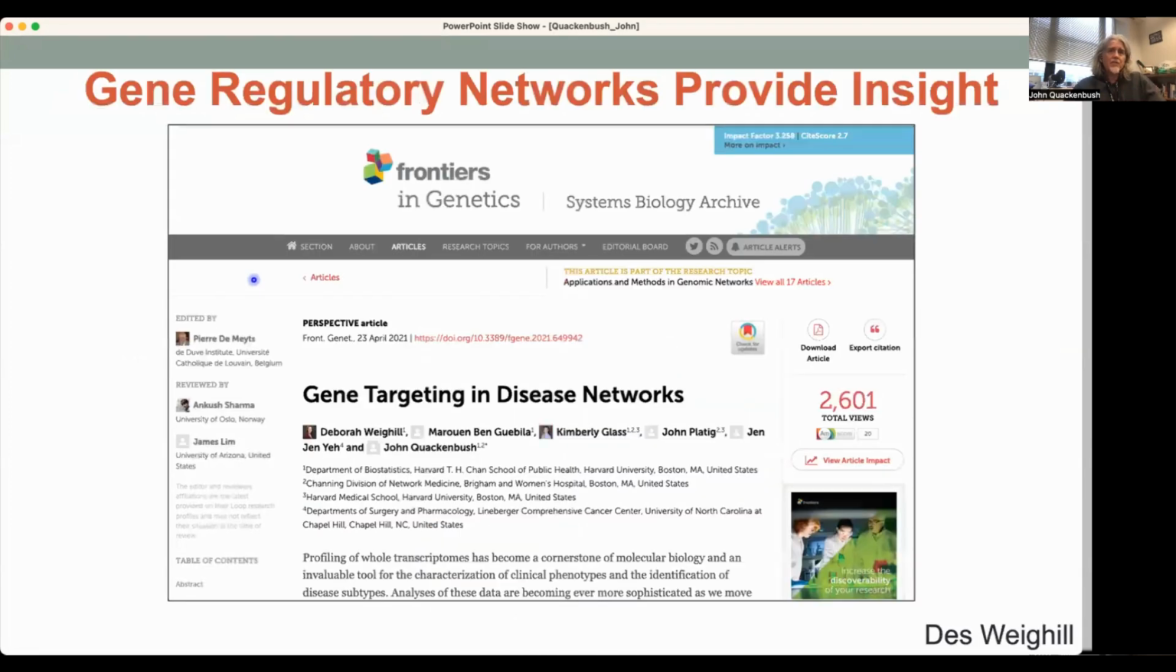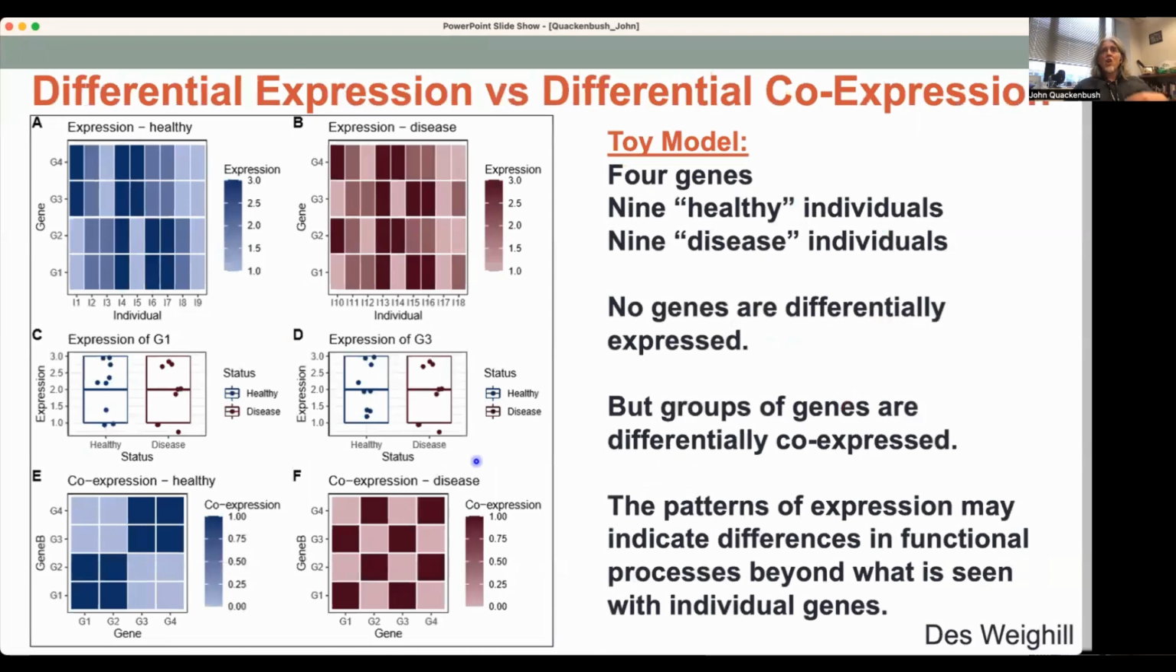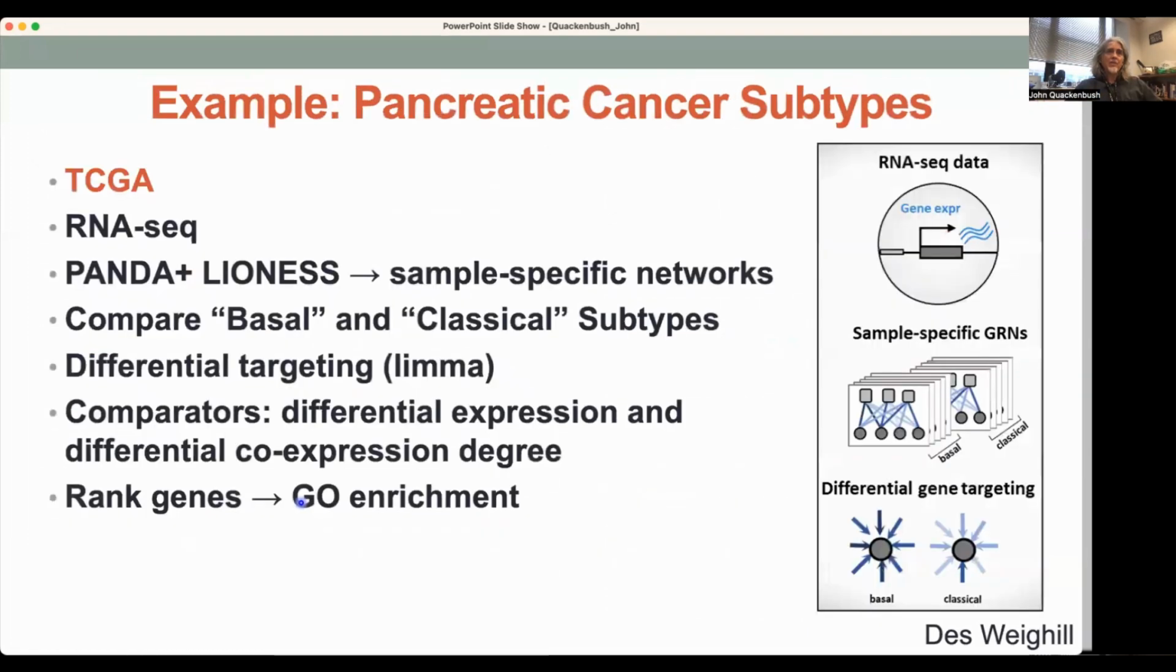And to convince you that's true, in fact, my colleague Des Weghill and a number of others and I did an analysis looking at gene targeting in disease networks. We showed that you can have situations in which you have no differential expression, but differential co-expression. And remember, co-expression is one of the inputs to our model. And in fact, there are many analyses that people do that are based on creating co-expression networks.